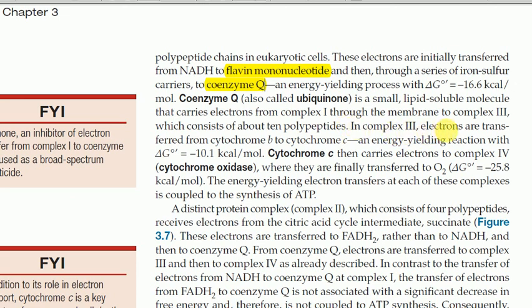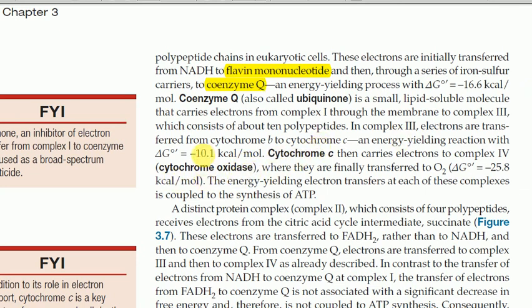In complex 3, electrons are transferred from cytochrome B to cytochrome C. An energy yielding reaction with a change in G of about negative 10.1 kilocalories per mole. You see, energy yielding reaction ya kwanza ni hapa, electron transfer kutoka kwenye flavin mononucleotide kupita kwenye series ya iron sulfur carrier to coenzyme Q, negative. Lakini energy yielding reaction pia nyingine ni hapa.